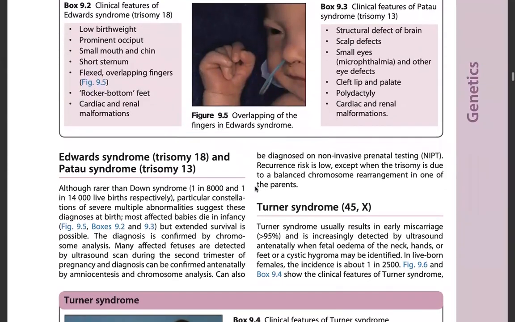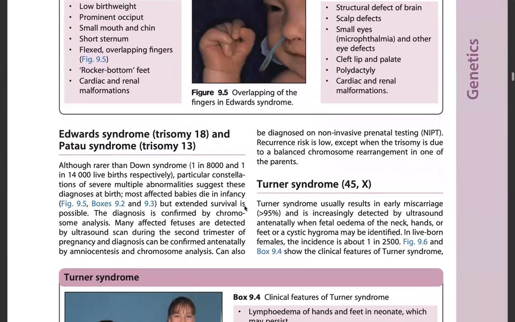Now, Edwards syndrome, trisomy 18, and Patau syndrome, trisomy 13, although rarer than Down syndrome, occur in 1 in 8,000 and 1 in 48,000 live births, respectively. Particular constellations of severe multiple abnormalities suggest these diagnoses at birth. Most affected babies die in infancy, as shown in the boxes, but extended survival is possible. Diagnosis is confirmed by chromosomal analysis.